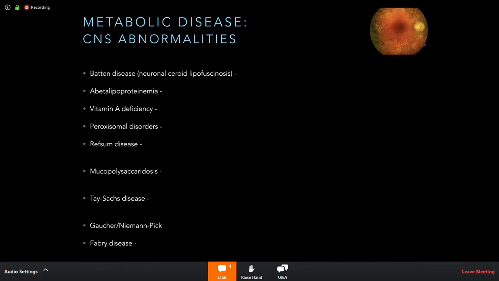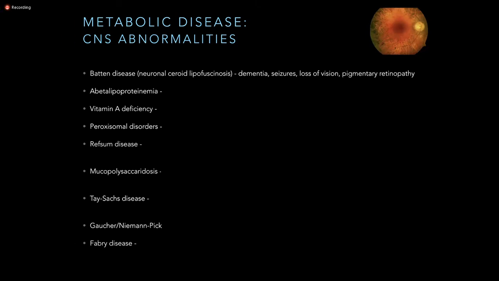CNS abnormalities is a long list of conditions, and the book goes through all of these in a lot of detail in a table, but I'll touch on a few of them now. So Batten disease, or neuronal ceroid lipofuscinosis. This is a condition, and these are, by the way, almost all autosomal recessive conditions. In this condition, you get an accumulation of these waxy lipopigments, ceroid and lipofuscin, within lysosomes of neurons and other cells.